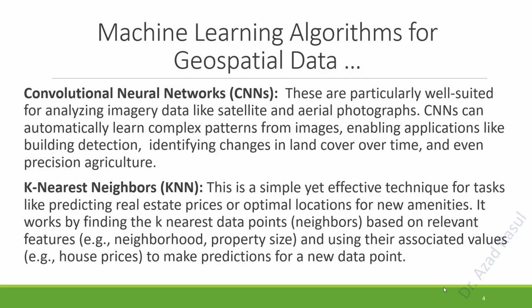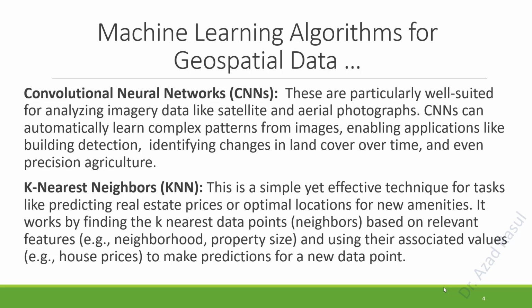Third, convolutional neural networks, CNNs. These are particularly well suited for analyzing imagery data like satellite and aerial photographs. CNNs can automatically learn complex patterns from images, enabling applications like building detection, identifying changes in land cover over time, and even precision agriculture.